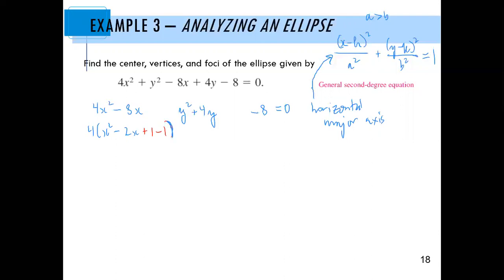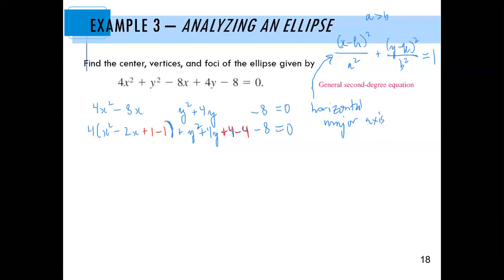What do I have to do to y squared plus 4y? Divide 4 by 2, square that, which is 4. So we're going to add and subtract 4. Then I have a -8 equals 0. Now how do things factor? Let me write the stuff I added and subtracted in red here. So +4 minus 4, which seems stupid, but it's going to be just the trick.